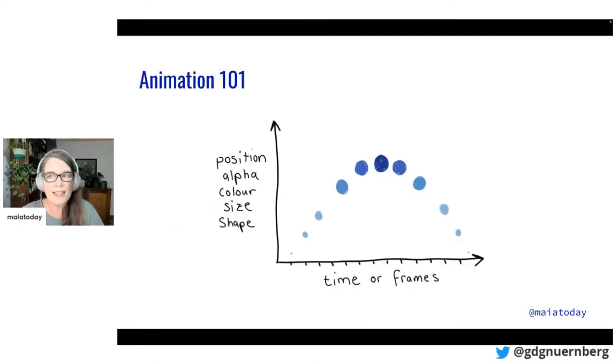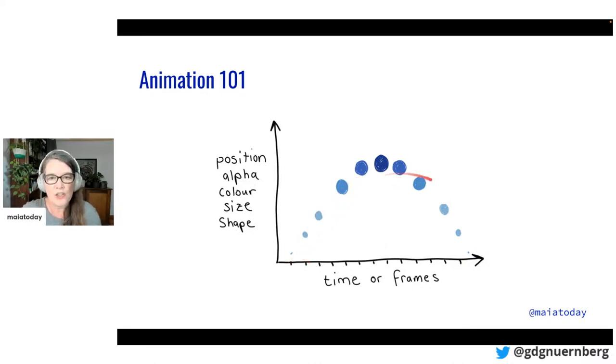So now let's take a step back and think about animation for a moment. Any animation on any platform, or even on TV, has something that changes over time. So time or frames, this is the frames that get updated. And for us to see movement, something needs to change. For instance, the size of this little ball changes, the color changes, the position changes, the alpha might change, the shape might change.